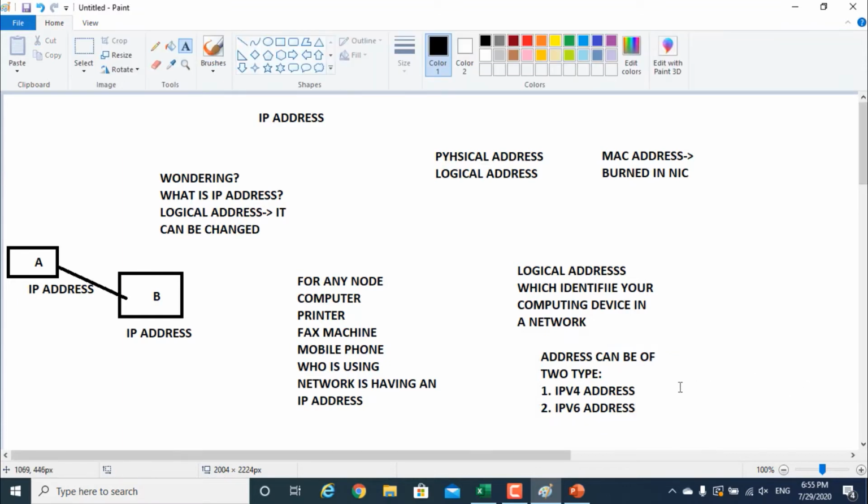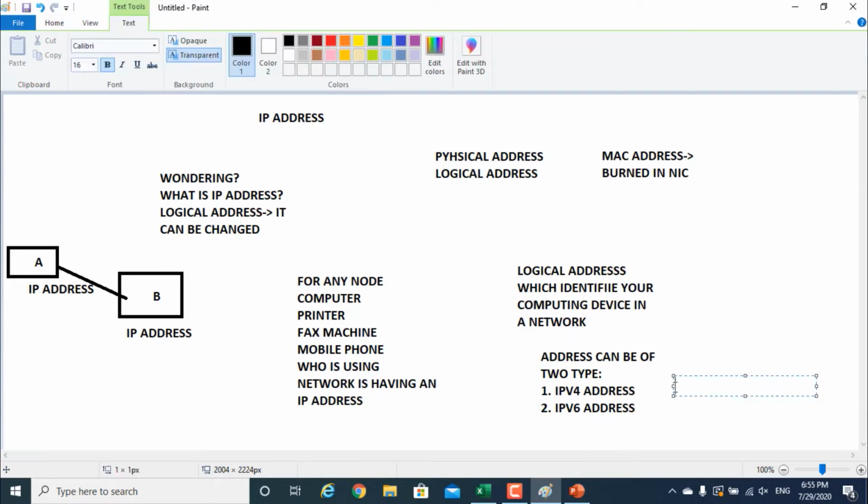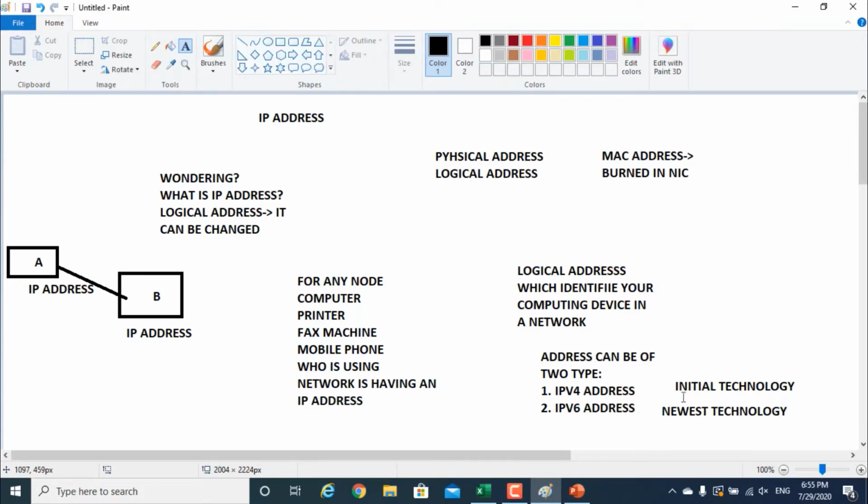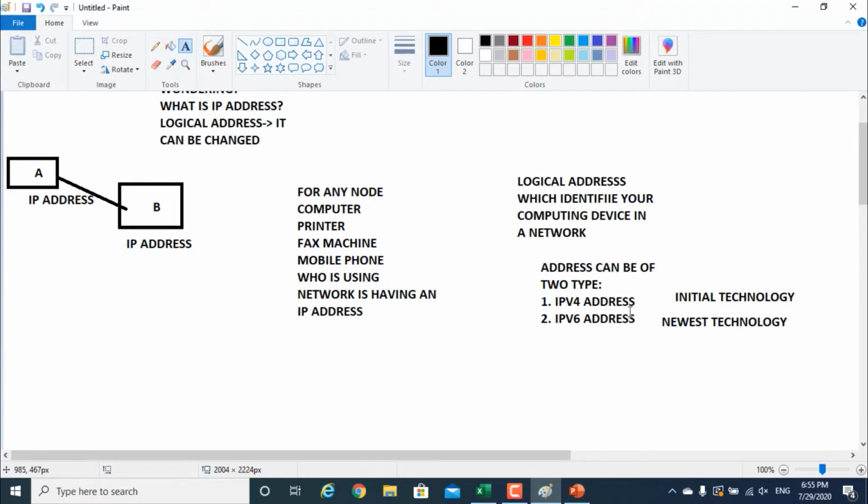The first, initial technology used for IP addressing was IPv4, which even nowadays people are still using. But the newest technology, IP version 6, is used by some companies, while some companies may not use it. So you will ask me why there is a newer technology and an older technology. What is the difference between IP version 4 and IP version 6?